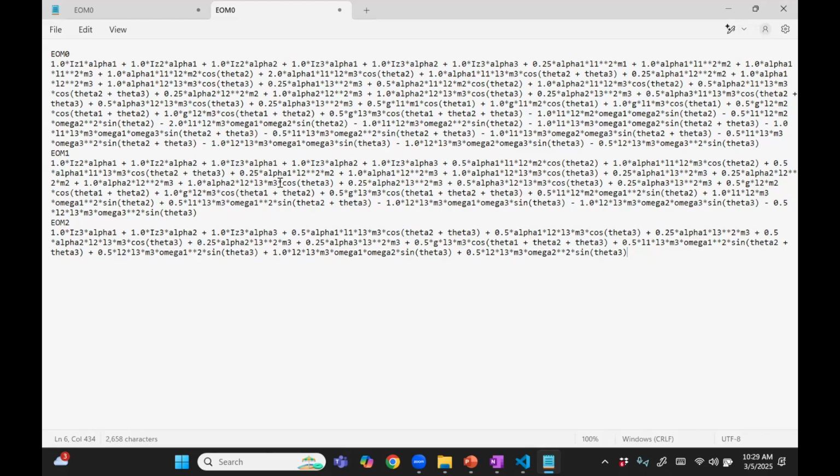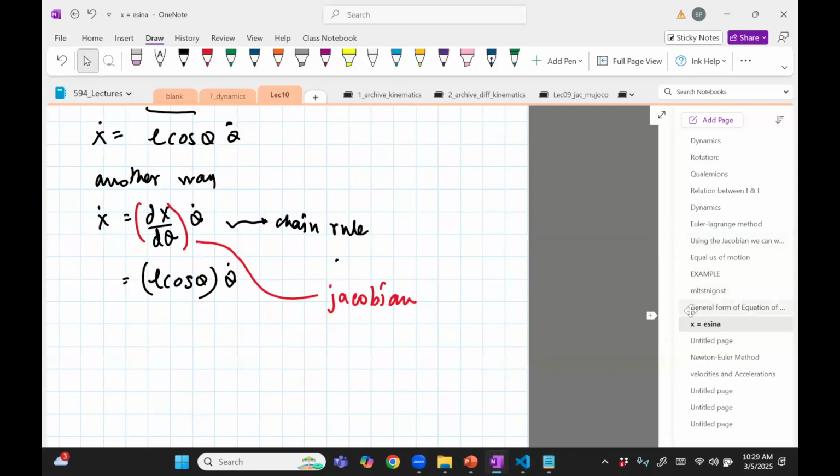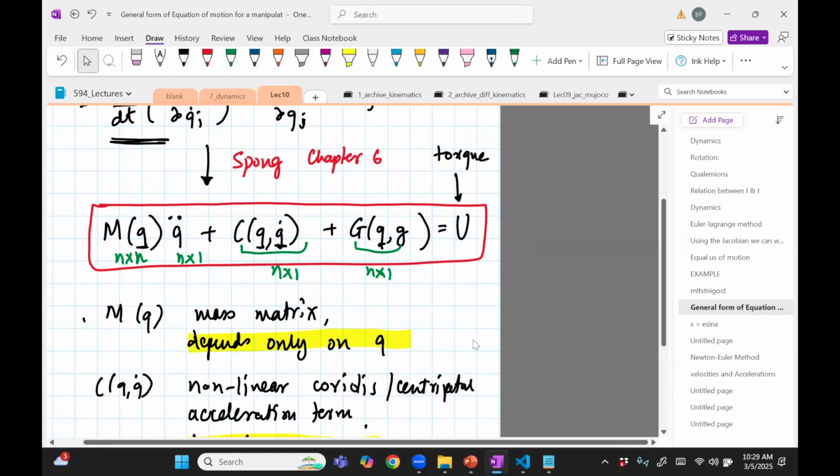So, okay, there's this thing which comes from Euler-Lagrange, but what we want to do essentially now is put it in this form. This form. And I promise you that this form is much, much simpler than that form. Okay, so how do we get it in this form? So what we're going to do is the following.